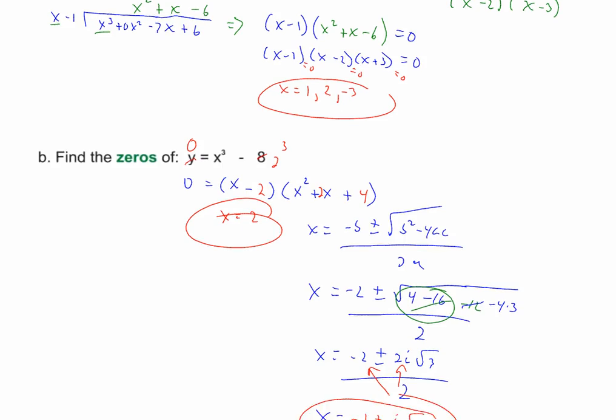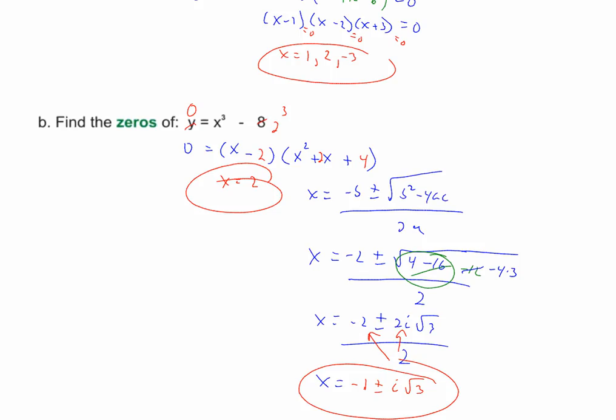B was simply a factor situation. It's a difference of 2 cubes. We know how to factor that. We could factor it then and figure out the zeros. Only the trick on this one was the trinomial didn't factor and we had to use the quadratic equation. That's where we left off.